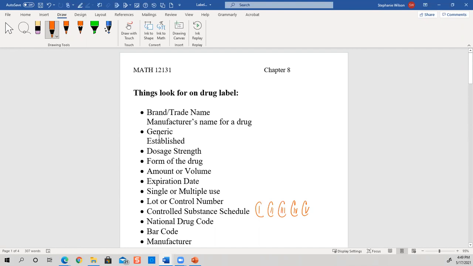National Drug Code, what is that? That's the code that's on the label somewhere. And you can take that code and type in NDC and then put in that code in the computer, and it'll pull up that drug for you. So that's very, very important too. It saves a lot of time on the pharmacist in looking up. Barcode is where they're going to scan it. And then manufacturer, of course, is who made it. So let's go to the next part.